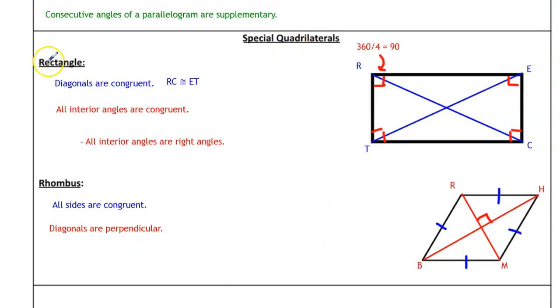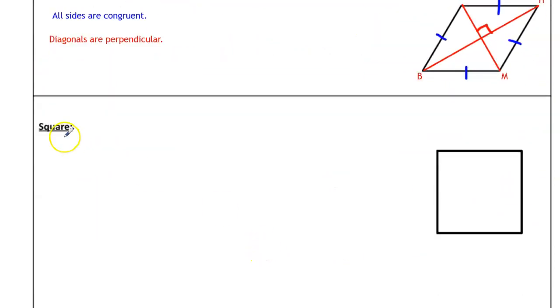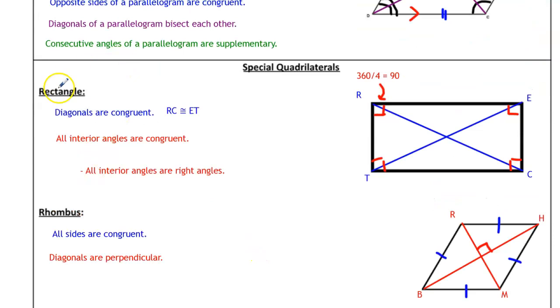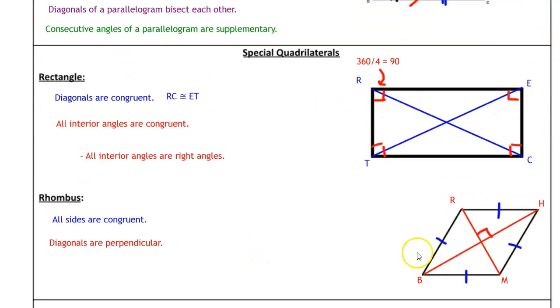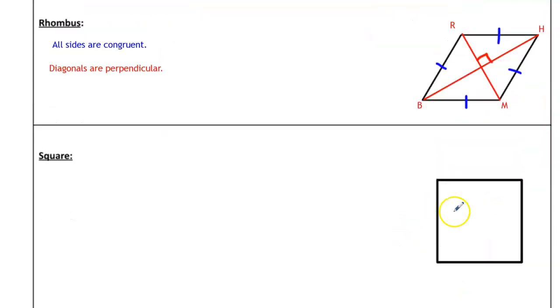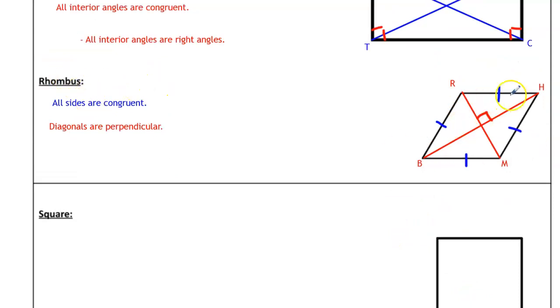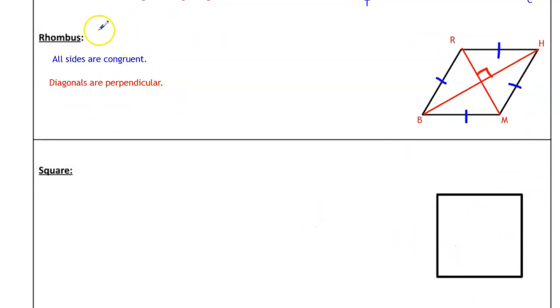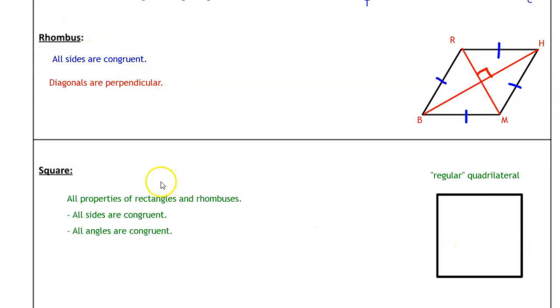All right, now when you take a rectangle and a rhombus and you combine those properties together, surprise, surprise, you get a square, because a rectangle has all right angles. That's pretty similar to a square. And a rhombus has all sides congruent. That's pretty similar to a square. So a square we can summarize in this way. We just say that a square has all properties of rectangles and rhombuses.